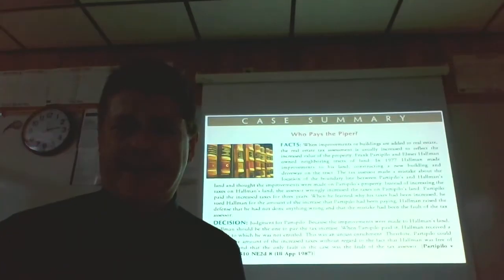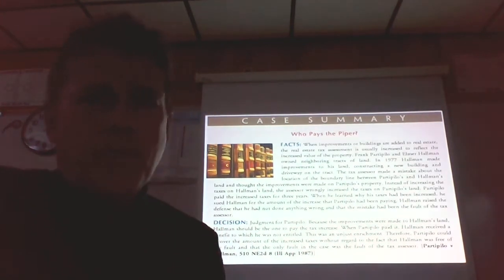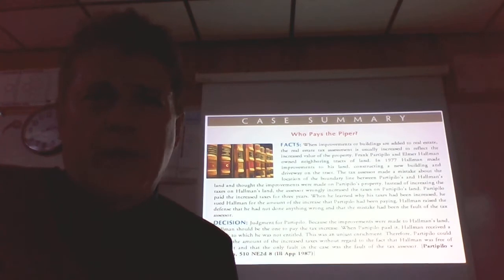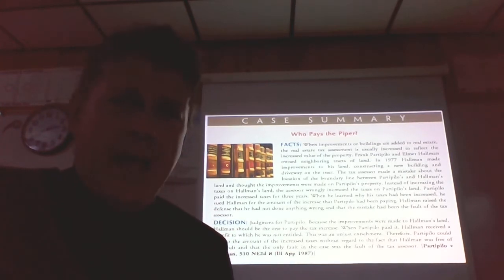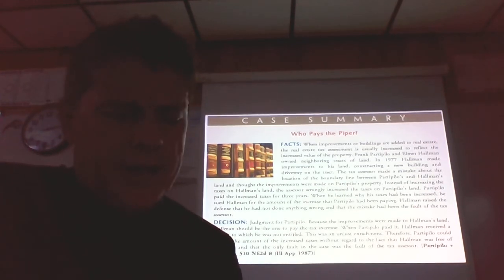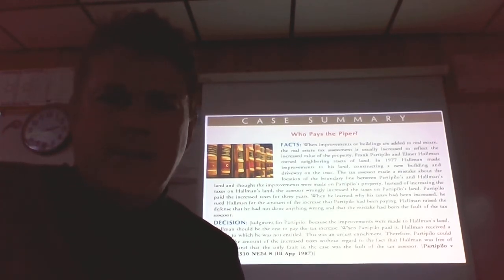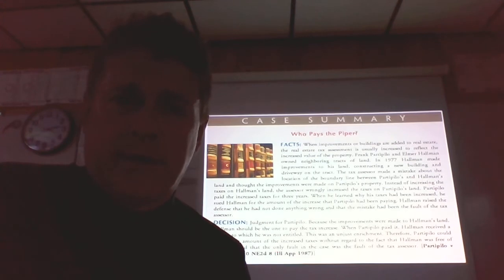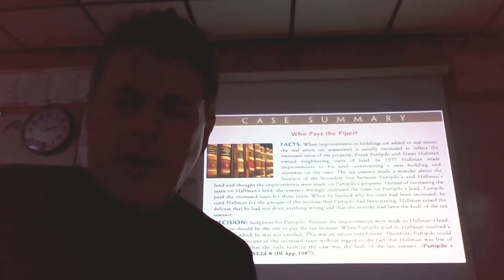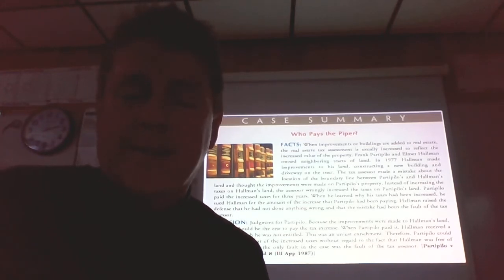The best example is this case here, involving two parties, one named Hallman, the other one Partipolo. They were adjacent landowners. One neighbor did some improvements on their land. And if any of you are homeowners, if you do anything on your property, you have to get permits. As soon as you finish upgrading your property, the county tax assessor is going to say, this is worth more money now, so your taxes have increased.